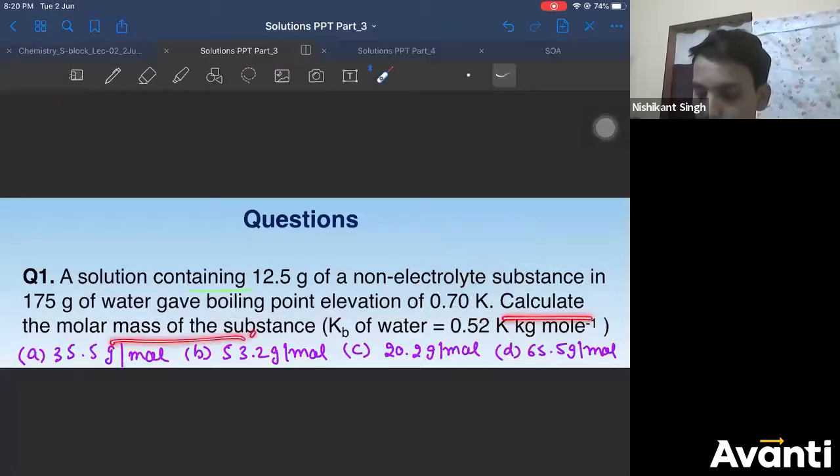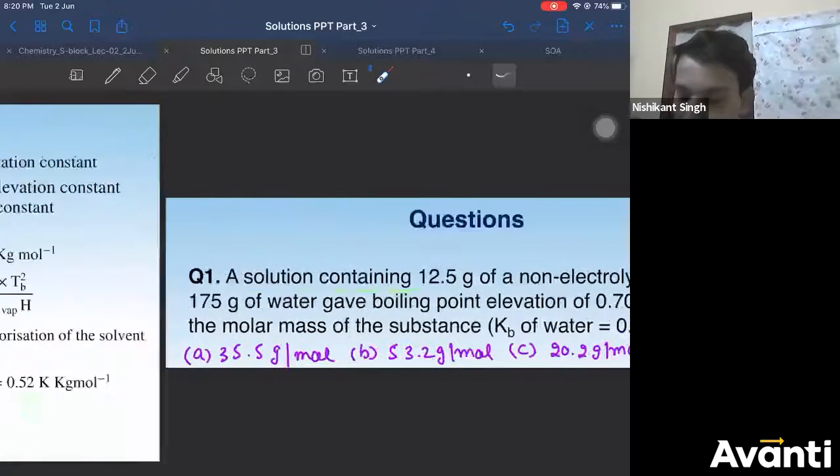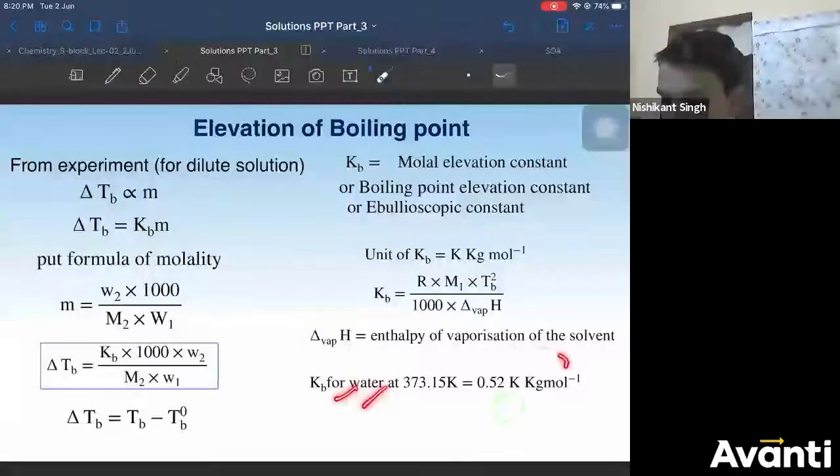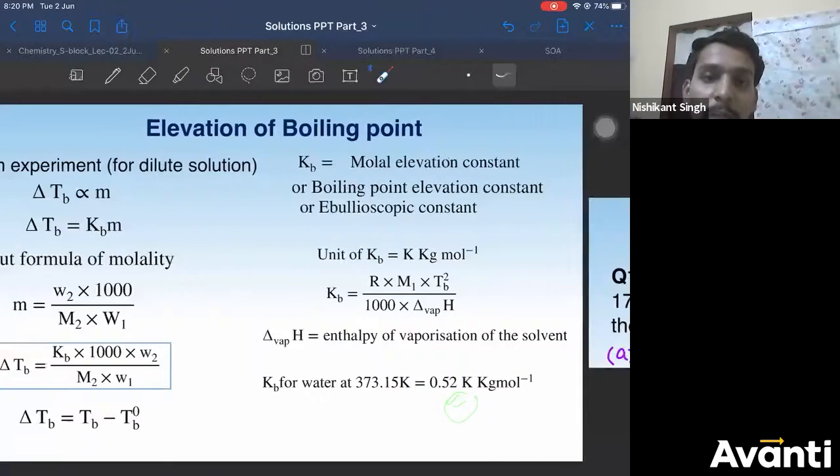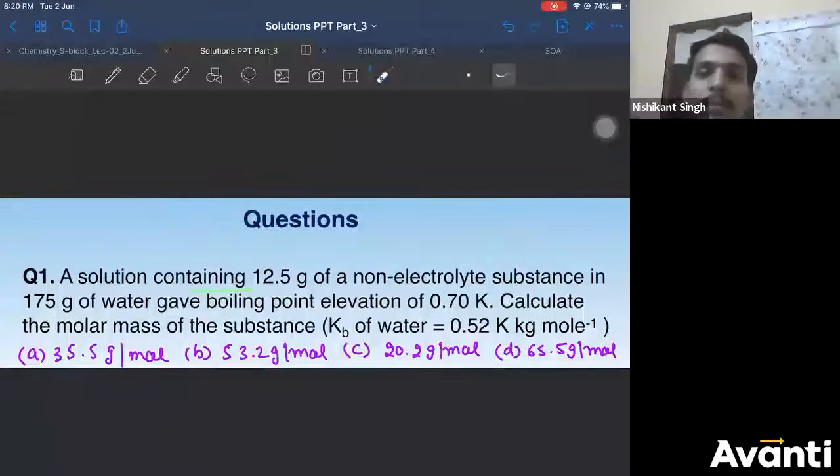Calculate the molar mass of the substance. You have to calculate M2. This is very easy. Direct formula substitution. Kb is also given. Here I mentioned Kb for water is 0.52. There is no Kb you have to learn by heart. It will be given in the exam. You can see here Kb of water is given. You don't have to learn any Kb value by heart.